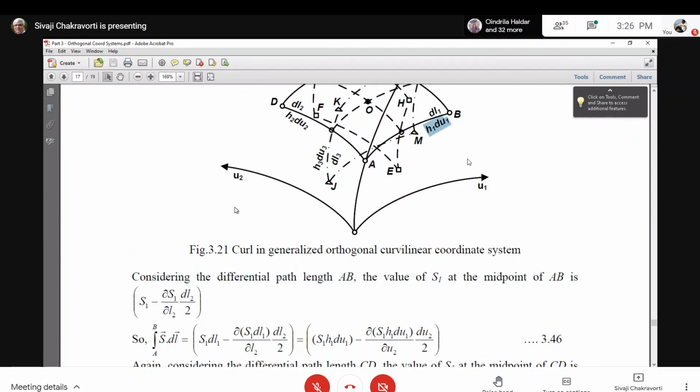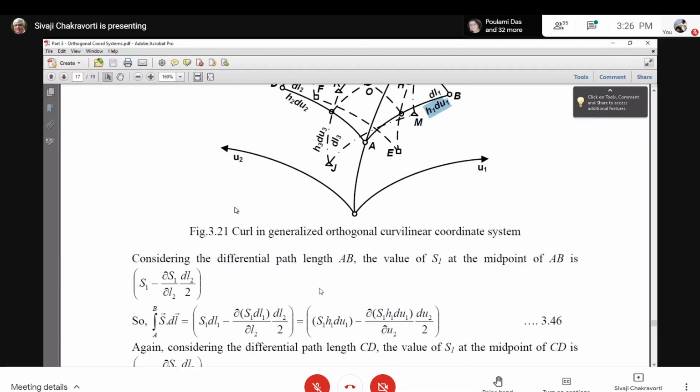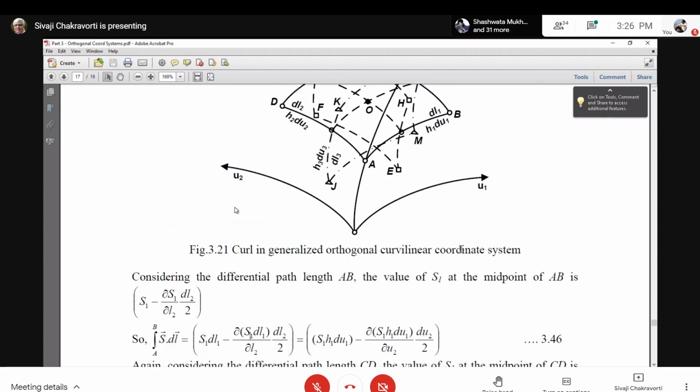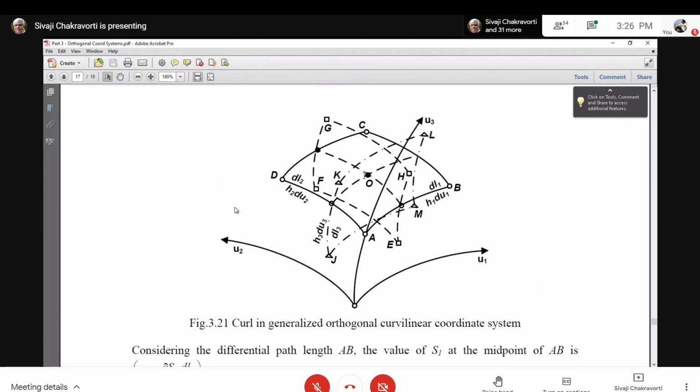What is dl1? It is this one. So this midpoint value multiplied by this length is the integral. That is what we are considering. So whatever is there, S1 here, this whole thing is multiplied by dl1. So S1 is multiplied by dl1. Here you see equation 3.46, and then here also it is multiplied by dl1. So we get this.